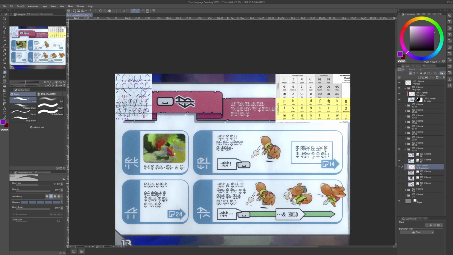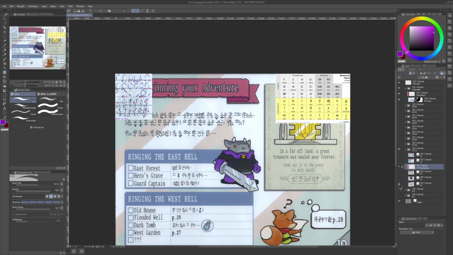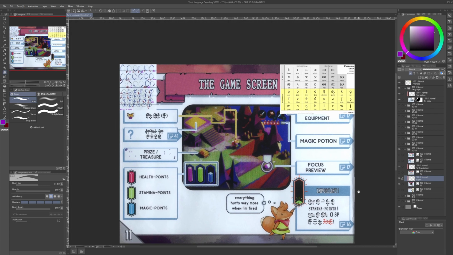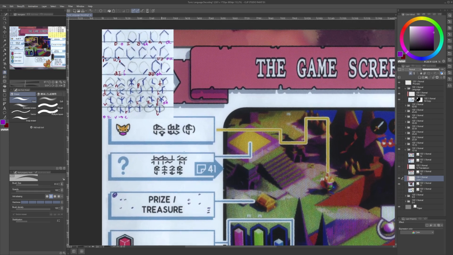Like we know this as roll. Let's try some other early ones. Let's see. Like this will probably be a good one too. Let's give it a shot. Magic potion, focus. Oh, it even calls it focus. I never realised it actually called it focus at some point. Readied equipment, stamina points, everything that hurts, way more, prize, treasure. 41. We could try translating what this says.